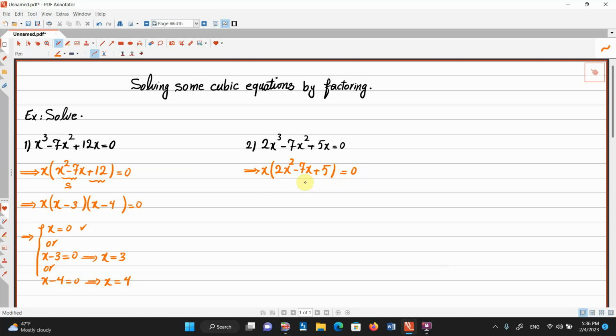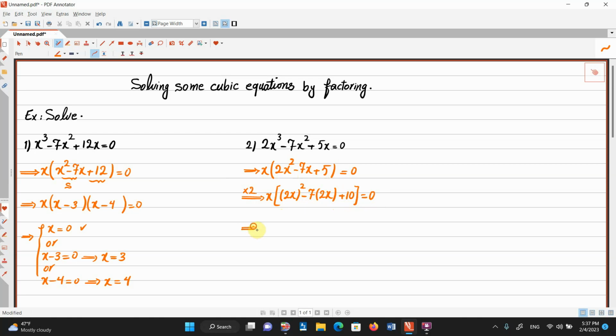Inside of the parentheses is factorable more, but if you pay attention, the leading coefficient of this quadratic inside the parentheses is not 1. It is better to multiply all terms of this quadratic by 2. But don't forget to put x here. If you multiply all terms inside this parentheses by 2, we can have parentheses 2x to the power of 2 minus 7 times 2x plus 10 equals 0.